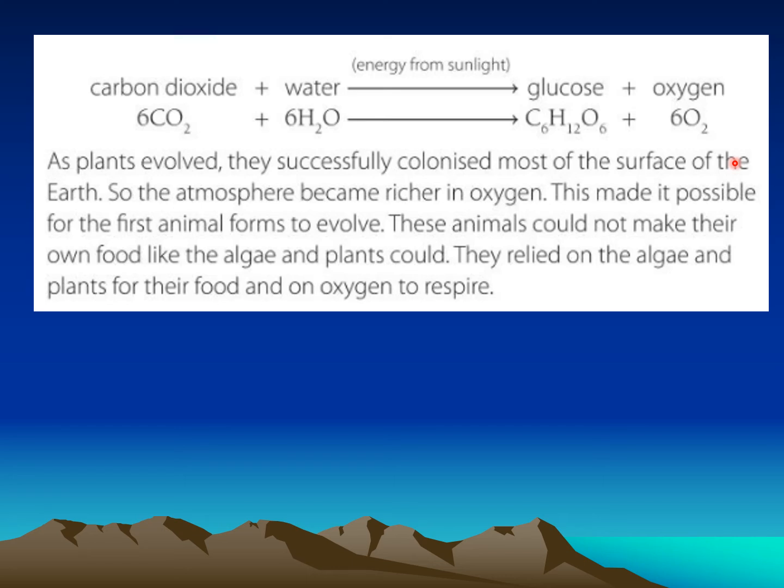So these animals were relying on these plants producing oxygen and producing glucose in order to survive. So that's how the first animals started to develop.